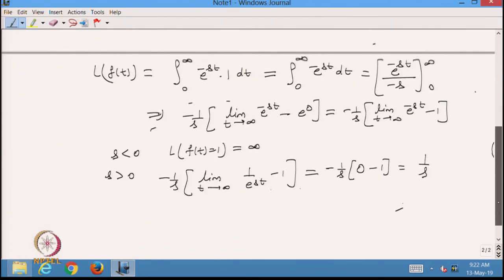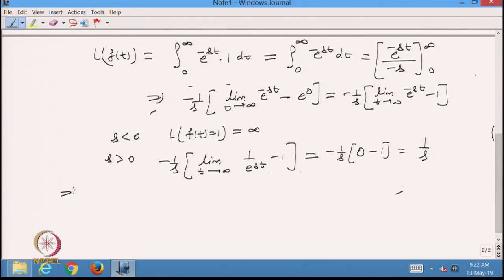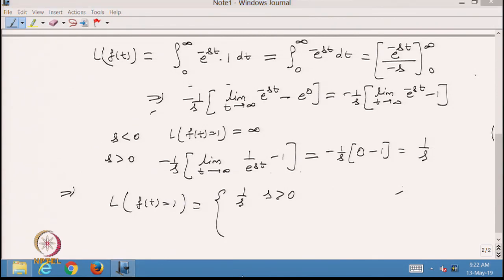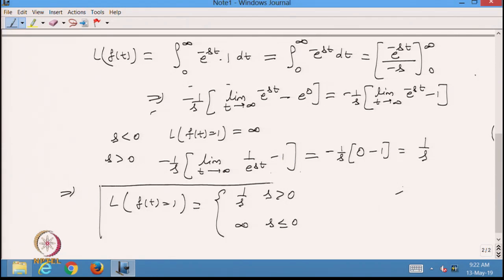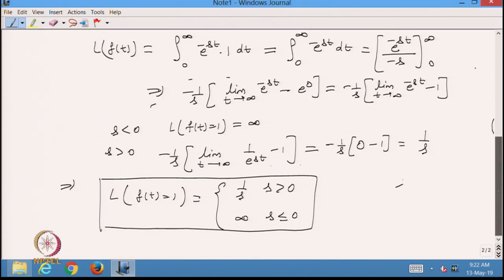So, from here I can write that the Laplace transform of f(t) equal to 1 will be 1 over s if s is greater than 0, and it is infinity when s is less than or equal to 0. So, that is the Laplace transformation for the function f(t) equal to 1. The same example I can take.